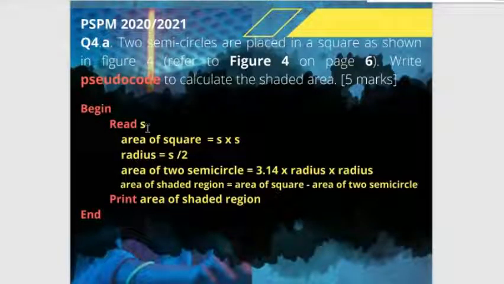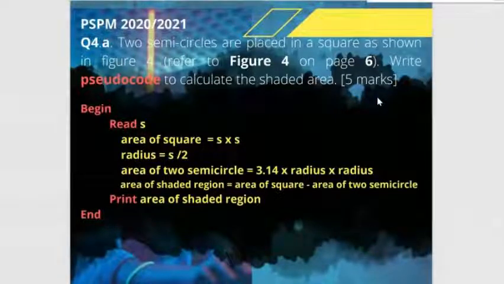One input only in the question, which is labeled as S. You need to use S. Do not use other labels. If not, 1 mark will be deducted from the total mark. So you must use read S. Okay. And after that, you need to know the formula to find area of square. It is S times S, or we can say that S square. All right. And after that, since it involves circle or two semicircles, radius equal to S over 2.